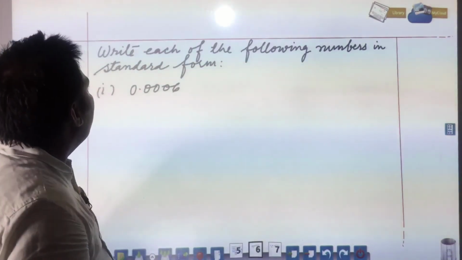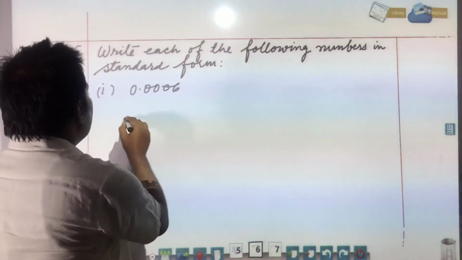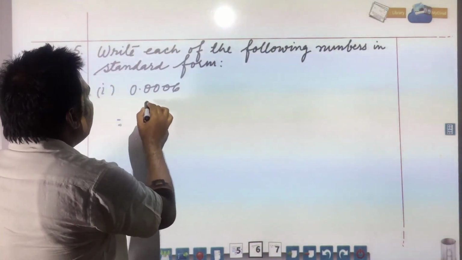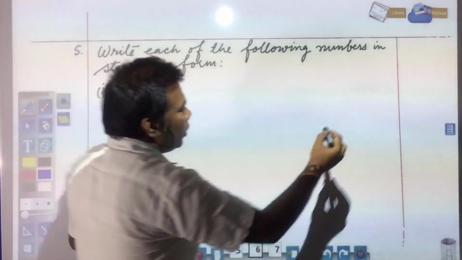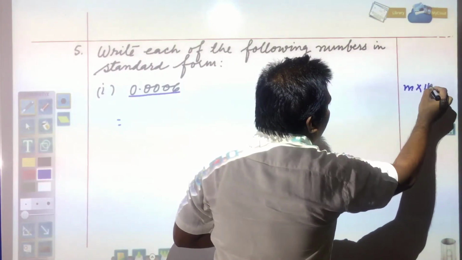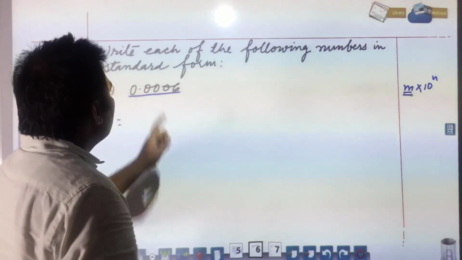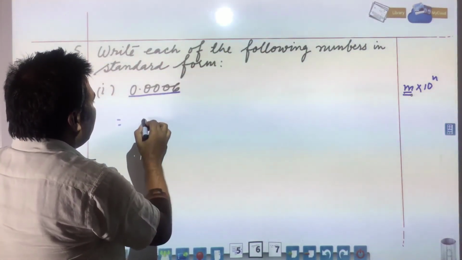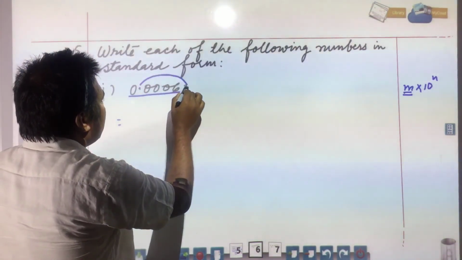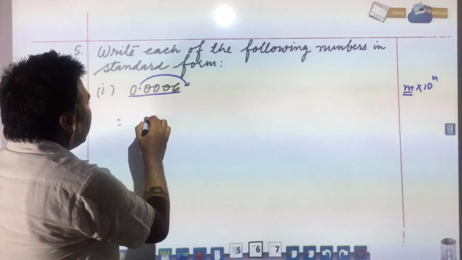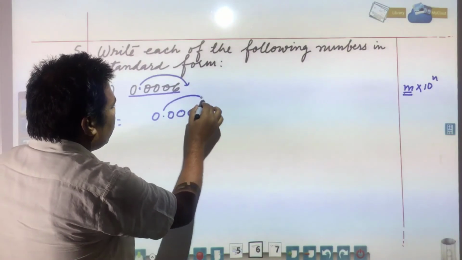Okay, next question we have, write each of the following numbers in standard form. Again, here you need to write into standard form. So, this is required to be written in this form, m into 10 to the power n, and m should be in between 1 to 9. Here you see this decimal is required to be brought over here. So, given number you have 0.0006, this decimal is required to be brought over here.